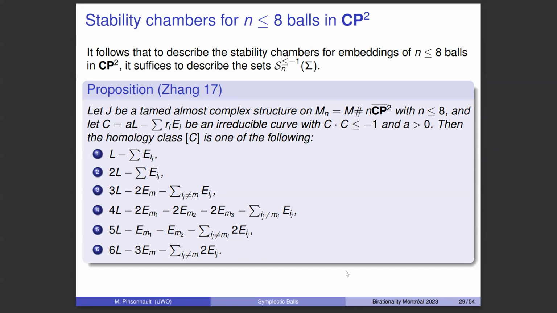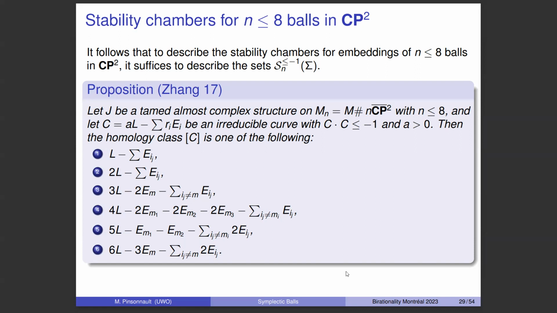And this corresponds to genericity conditions for points on CP2. Because of this, the conjecture is that the embedding space has the same structure as the configuration space of endpoints. Okay, but this is for small balls.